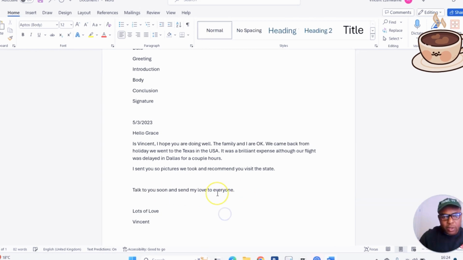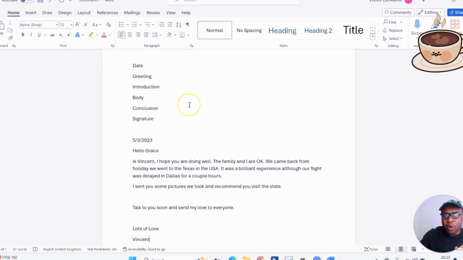Or your signature. So this is a good example of an informal letter. Hello, Grace. It's Vincent. I hope you are doing well. The family and I are okay. We came back from holiday. We went to Texas in the US. It was a brilliant experience, although our flight was delayed in Dallas for a couple of hours. I sent you some pictures we took and recommend you should visit the state. Talk to you soon. Send my love to everyone. Lots of love, Vincent. This is a good example of an informal letter.